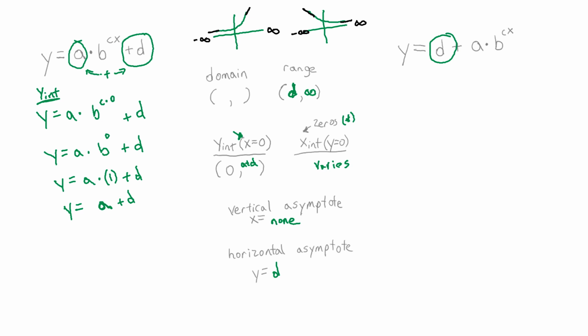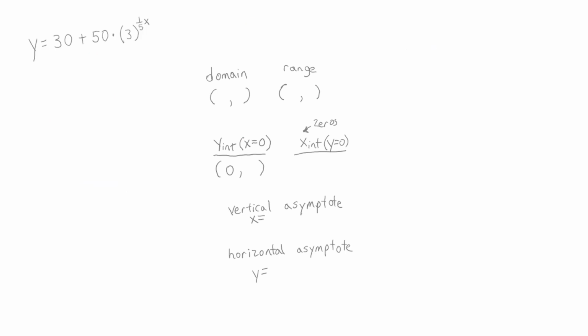So what would our domain be? No matter which way you look at it, for an exponential function, the domain would be from negative infinity to positive infinity. So let's apply that same knowledge to this specific problem. Suppose that we had to find the horizontal asymptote. What would you do?